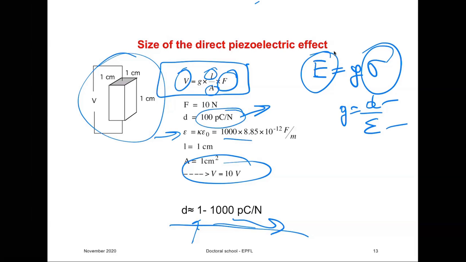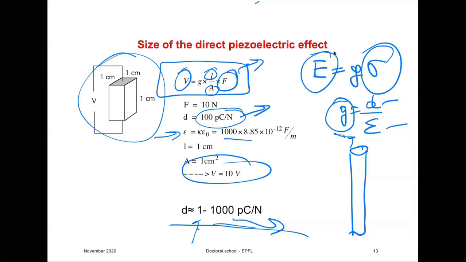Note also that this depends on dimensions, so you would get larger voltages if you take samples that are longer and having a smaller area, and that has to do with the capacitance of the sample, which is then smaller because that maximizes this g coefficient. Equivalent of having a smaller permittivity.